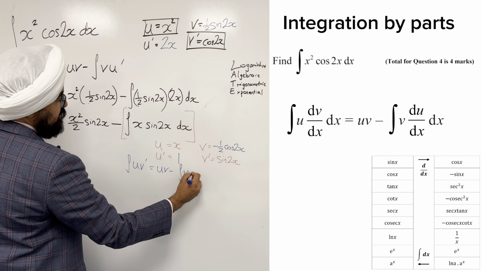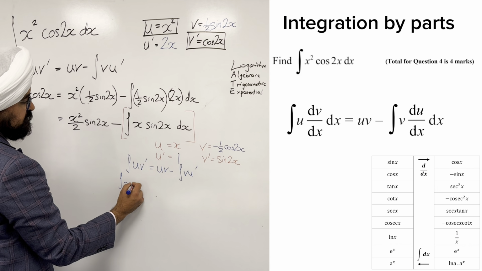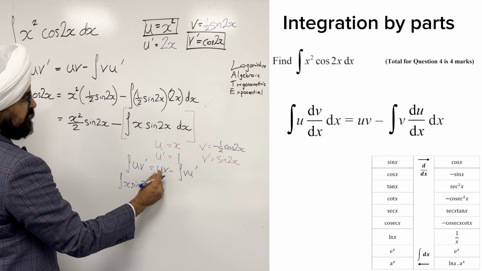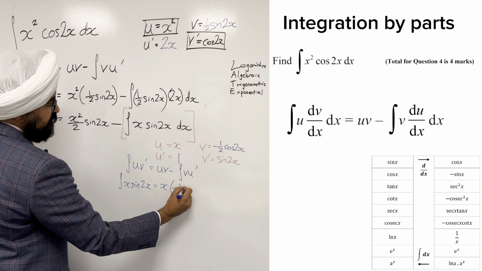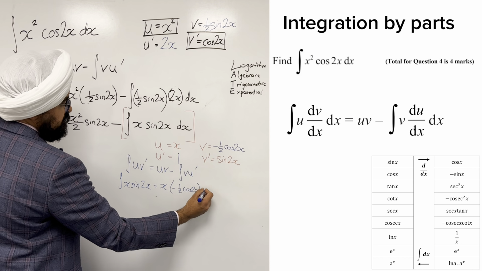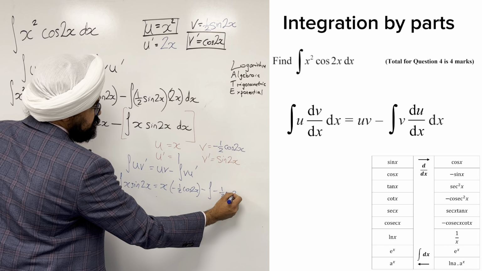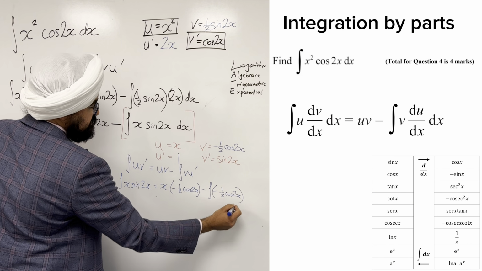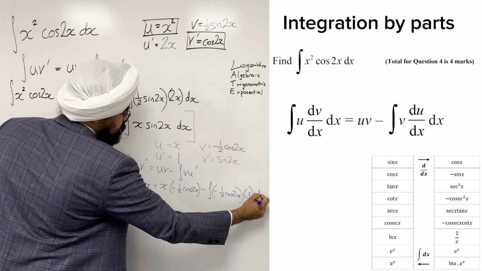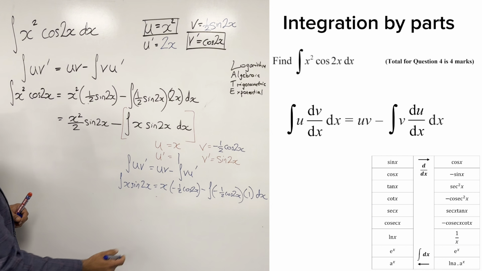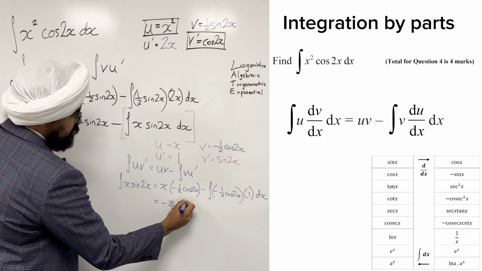uv minus v u dash. So that means that the integral of x sine 2x equals u, x, times v, which is minus a half cos 2x, minus the integral of v, which is minus a half cos 2x, in brackets, u dash. My u dash is just 1 dx. So now I end up with minus x over 2 cos 2x.